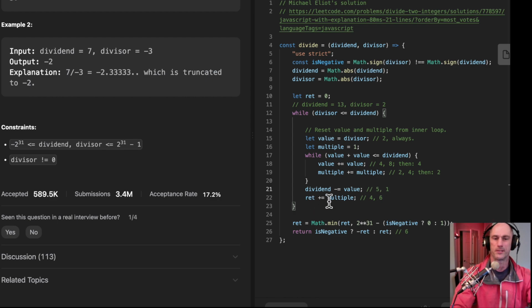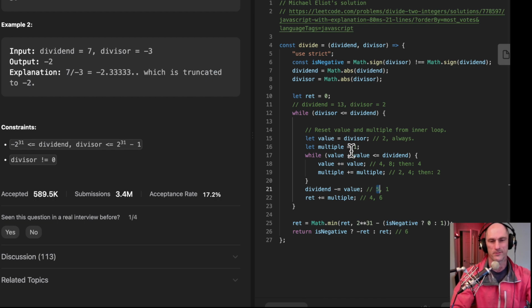Ret is now going to be equal to incrementing that by multiple. Multiple is 4. So ret is now 0 plus 4, which is 4. Okay, now we're done with this iteration of the loop. Now we go back up to our loop terminal condition. Is divisor less than dividend? Divisor is 2. Dividend is 13 minus 8, which was 5. Down here we got 5. So we're going to reset the value to be 2, and multiple is 1 again. We're going to try again to see if we can double up that 2.